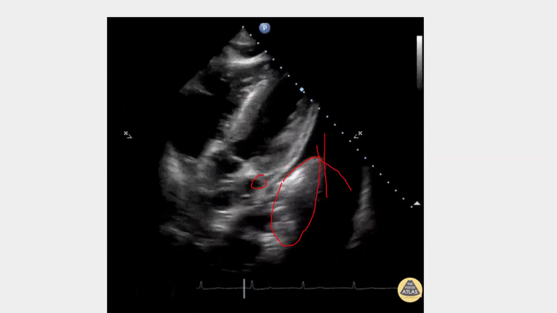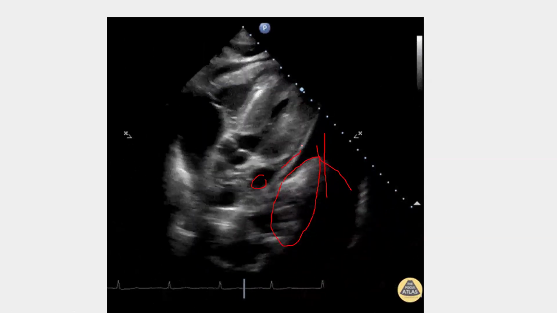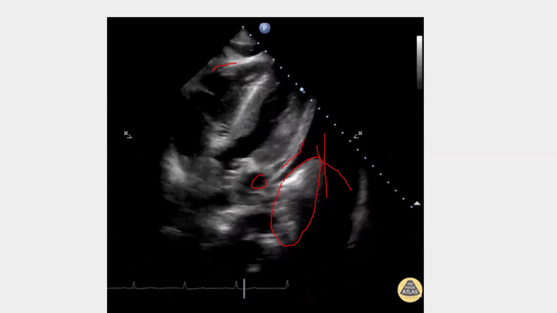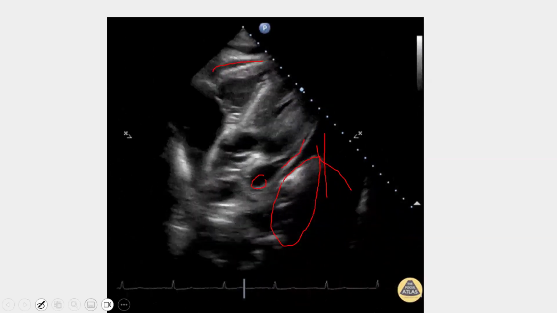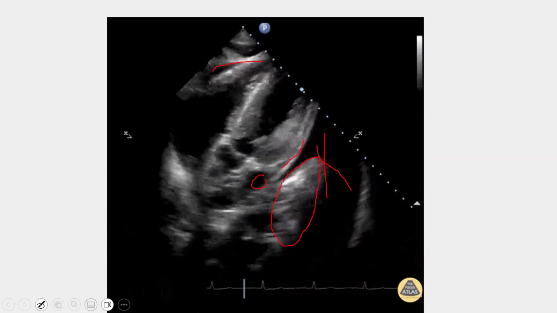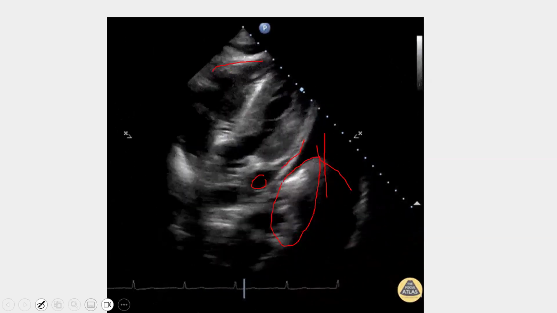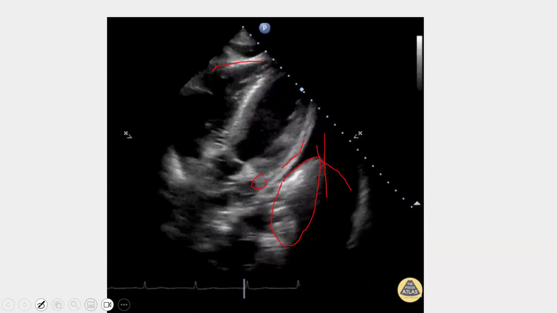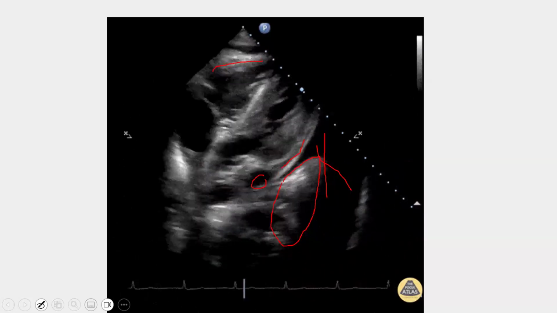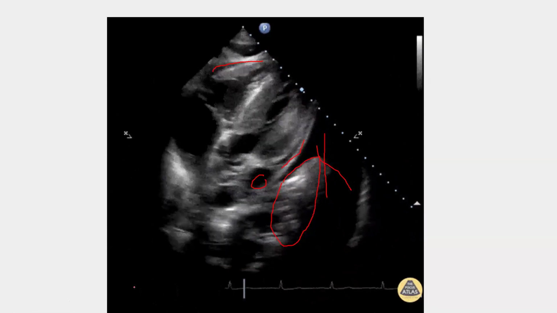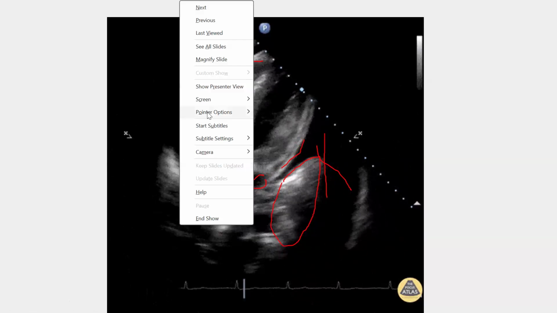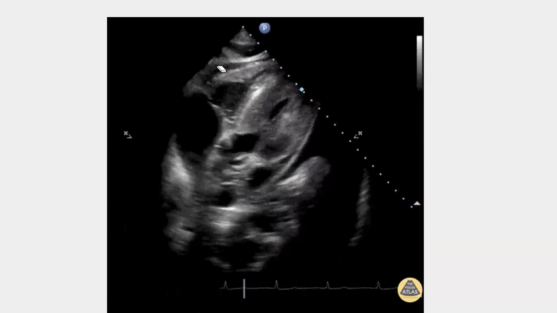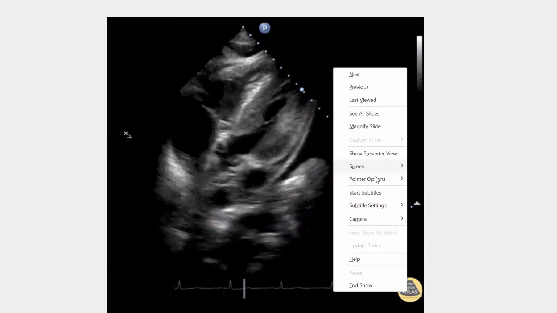But is there any pericardial effusion? Yes, there is a small rim. If you see here, this is small here and here. That is a small rim of pericardial effusion. So we have a sizable left-sided pleural effusion and a small pericardial effusion. Do we have anything else? If I just take this, erase all of this.